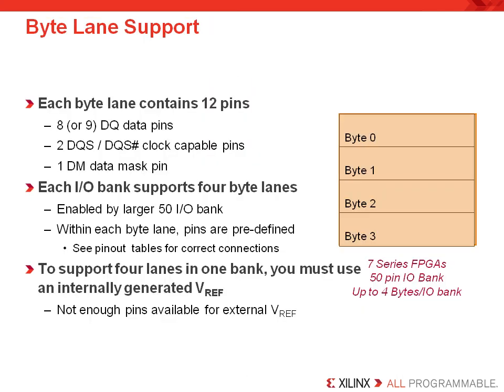Now, each byte lane will contain 12 pins. It could be 8 or 9 data pins, depending if you're using the parity bit. It'll also be 2 DQS clock enable pins and 1 data mask pin. Now, each I/O bank can support 4 byte lanes with their size, and this is enabled simply because of the migration to a larger size I/O bank. Now, within each byte lane, pins are predefined, so you'll need to check out the pin-out tables for the correct connections that are appropriate. To support 4 lanes in one bank, you must use an internally generated reference voltage. This is because not enough pins are available for an external VREF.